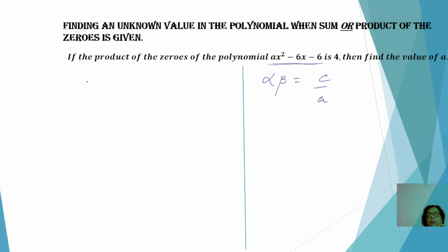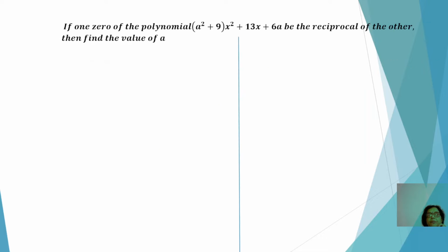Now, getting back to this relation, if I just substitute the values, I'll get here 4 is equal to c, which is minus 6, and a is a over here. So, we get a is equal to minus 6 upon 4, that is equal to minus 3 upon 2. So, the value of this coefficient of x squared is minus 3 upon 2.